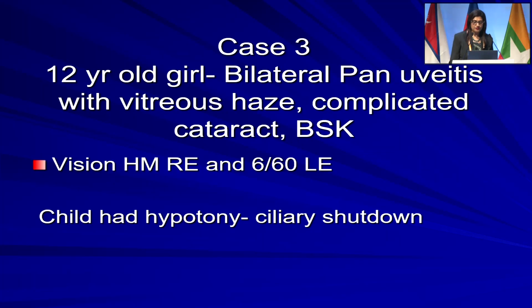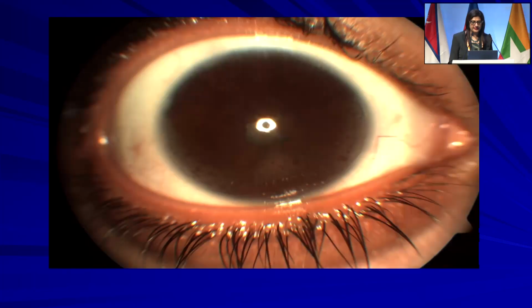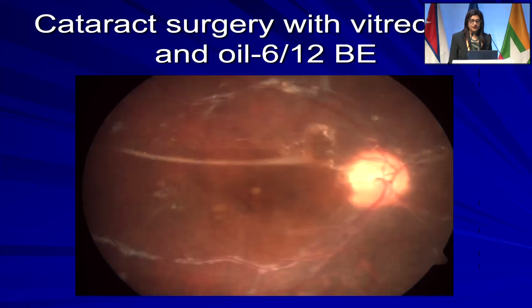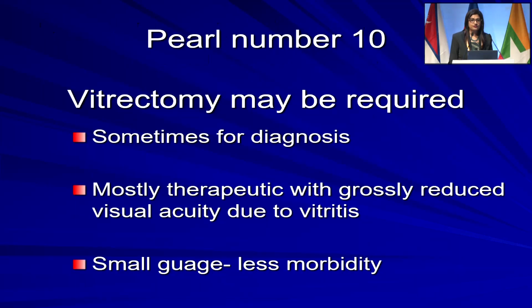The last case, a 12-year-old girl, bilateral panuveitis with vitreous haze, complicated cataract, and BSK. Vision is hand movements in the right eye and 6/60 in the left eye, with hypotony and ciliary shutdown, and this is how she presented to us. After control with immunosuppression, she underwent cataract surgery with vitrectomy and oil and is maintaining a vision of 6/12. So finally, you may not be able to treat all of these cases with just anterior segment surgeries. You may need vitrectomy, sometimes for diagnosis, sometimes therapeutic.